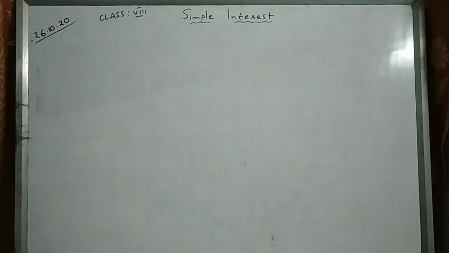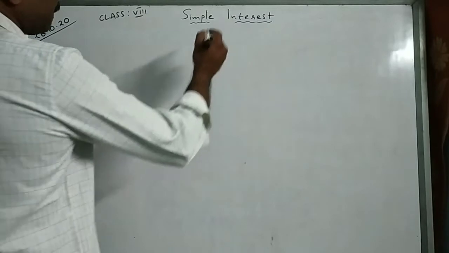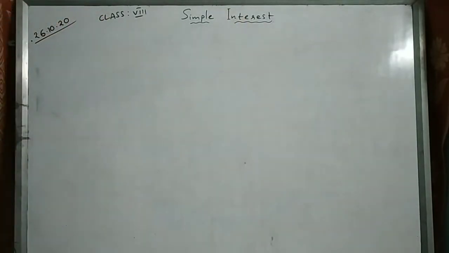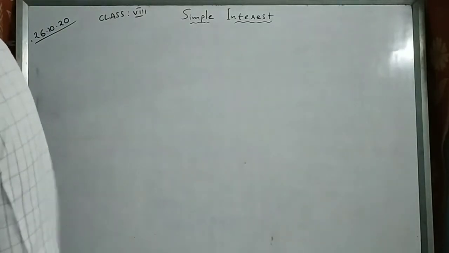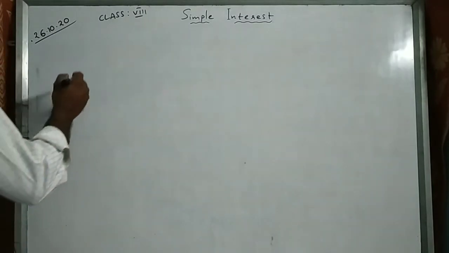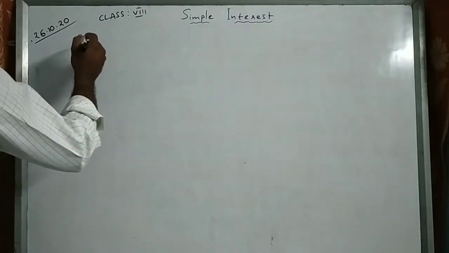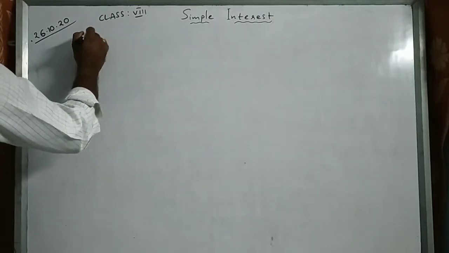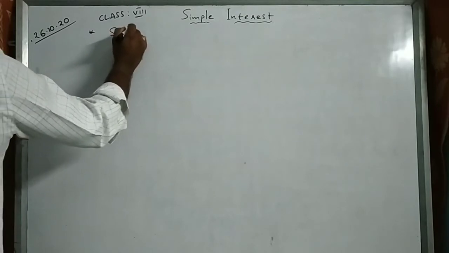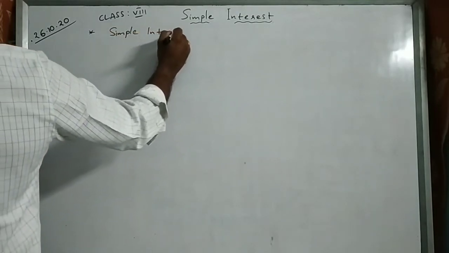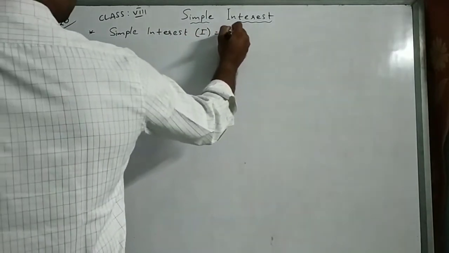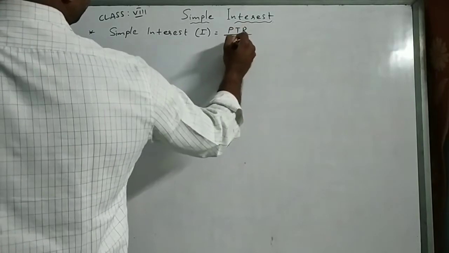Today I am going to start a new topic, simple interest. We had already some concepts regarding this chapter in your 7th class. So let me give you some small introduction. Here we are going to get what is the formula to calculate simple interest, or simply we say that interest, simple interest I is equal to PTR by 100.